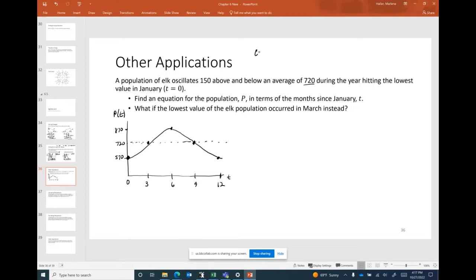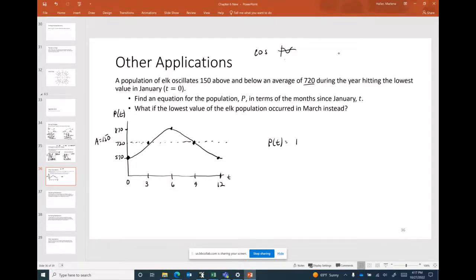Okay, that looks to me like a reflected cosine curve, right? Cosine normally looks like this. Starts high, goes low, ends high. Here we're starting low, going high, and ending low. So I think I want to write this equation as a reflected cosine curve, right? So it's going to be called P of t, population as a function of time. What is my amplitude? Okay, my amplitude is that 150, right? Because that's the distance between the midline and the high point, or the midline and the low point.